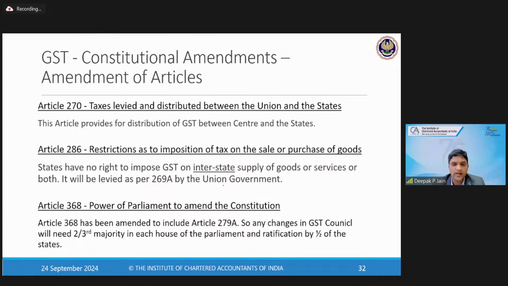Okay. Now let's get into the multiple choice question. Before that, constitutional amendments are important. Yes, these constitutional amendments are important.